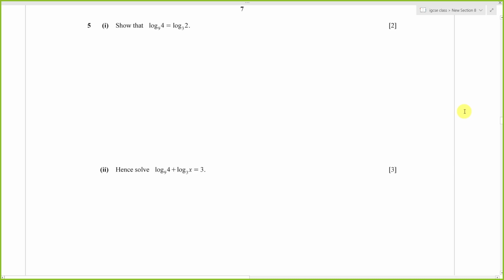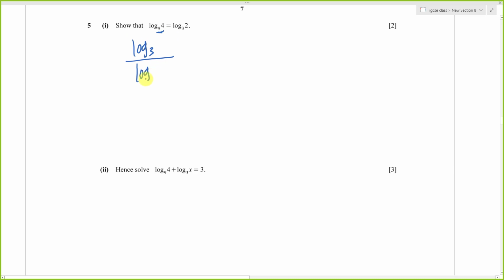Alright, number 5.1. They ask you to solve the log question. Whenever I want to solve a log question, the first thing I check is whether they have the same base or not. Obviously, in this case they don't, because one is base 3 and another is base 9, isn't it? So you need to change the base. You either change both into 9 or both into 3. I will always change the bigger one to the smaller one. Alright, change the base here.